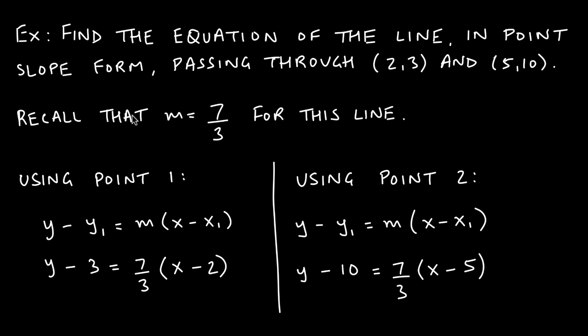So let's start with an example. Now that we know what the point-slope form is, let's say the question asks us to find the equation of the line, in point-slope form, that passes through these two points. Hopefully these points look familiar. We used them in the last section to find the equation, but we found it in slope-intercept form. So now we're going to do the same exact thing, but we want our answer in point-slope form. We already found in the previous section that the slope of the line between these two points is 7/3. So I'm going to reuse that. You're welcome to re-verify it. Just plug this into the slope formula.